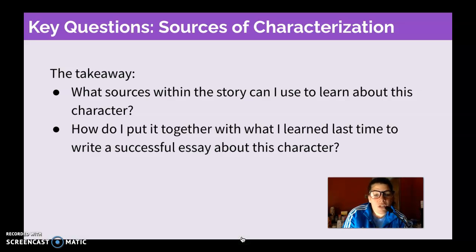When we look at sources of characterization, the takeaway is we want to learn about that character through how the text is not only written out, but what is portrayed through the text. And like I said, it could be done through dialogue, it could be done through another character's interpretation of that character, it can be done through the narrator and what he or she has to say about themselves.